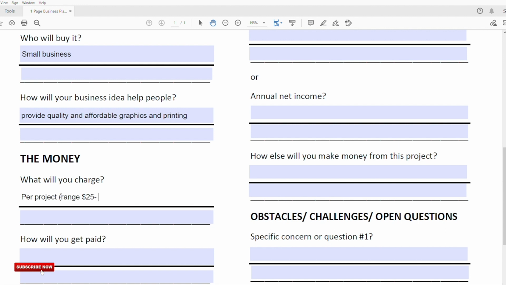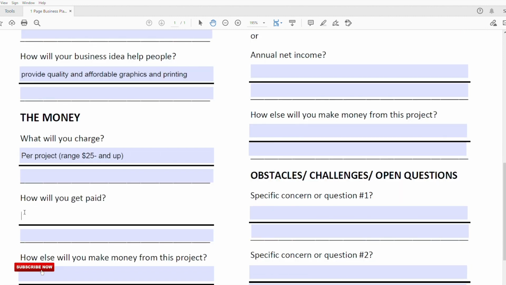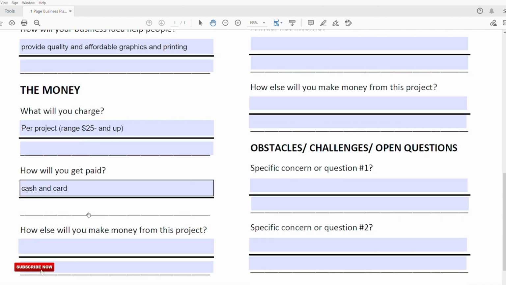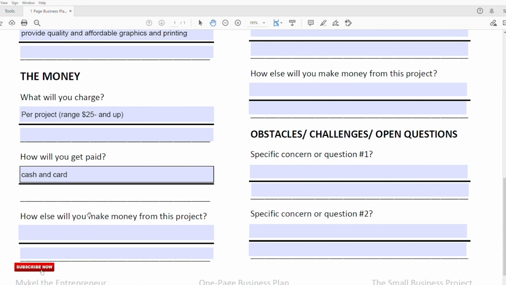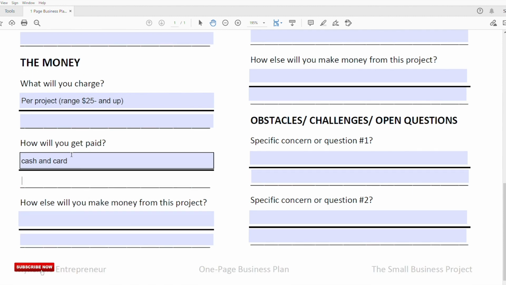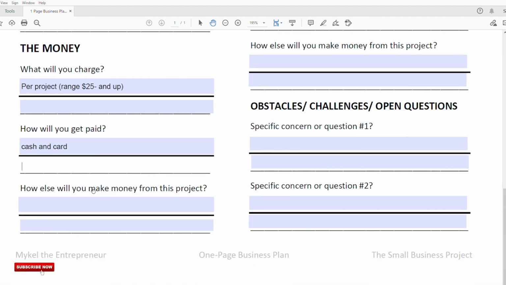I'll just say 25 and up. So how I would get paid is cash and card. I wouldn't want to go in and accept any checks, because we all know that checks can bounce and some more stuff. So I wouldn't want that. I would either want cash or card. And then how else would you make money from this project?